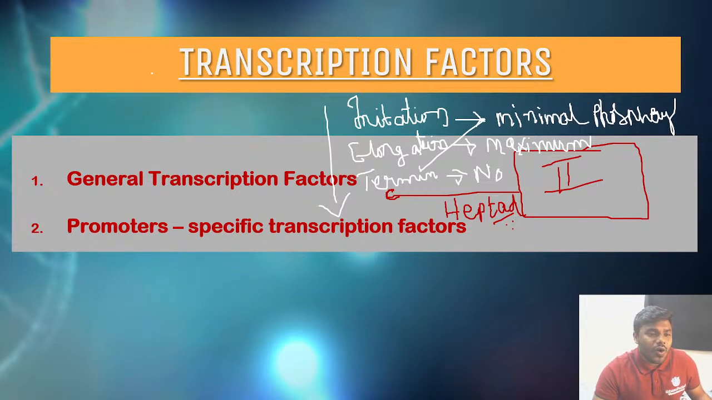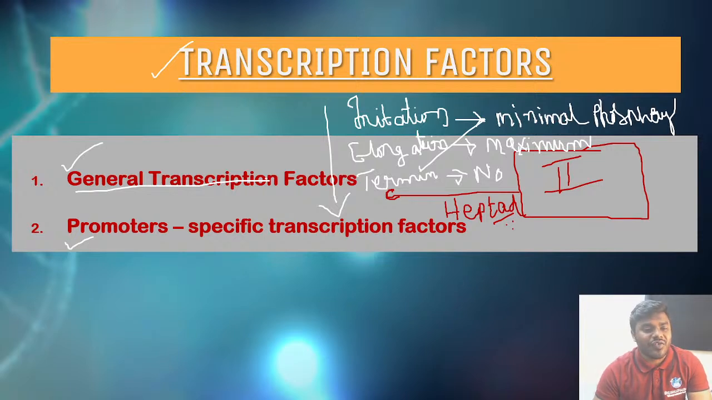Now, what are the various types of transcription factors that are involved in the process of transcription? Transcription factors only will start initiation, elongation, termination. Everything is mediated by the transcription factors only. There are two types of transcription factors. Listen to me, I'll make it very clear. There are two types of transcription factors. One we call general transcription factor, the other promoter specific. The name itself is indicating, right?